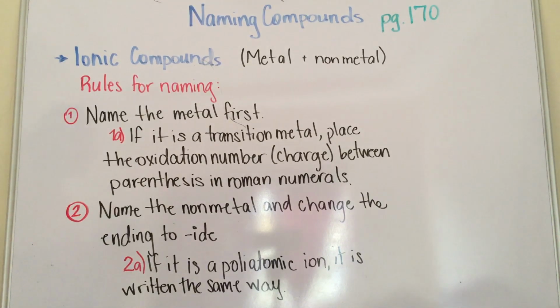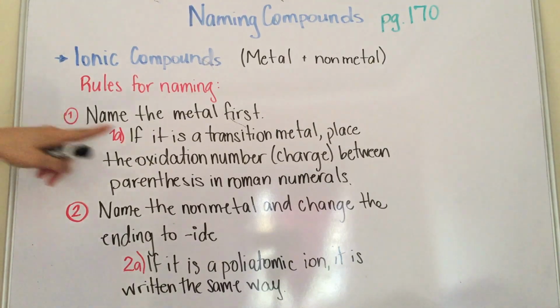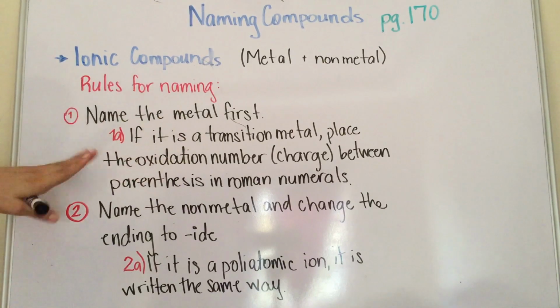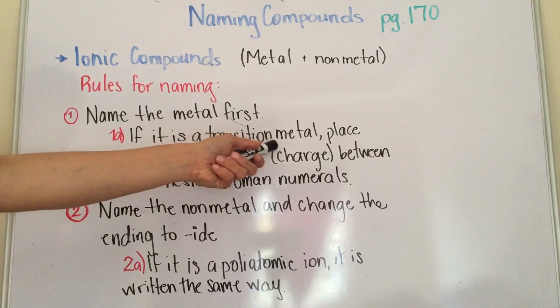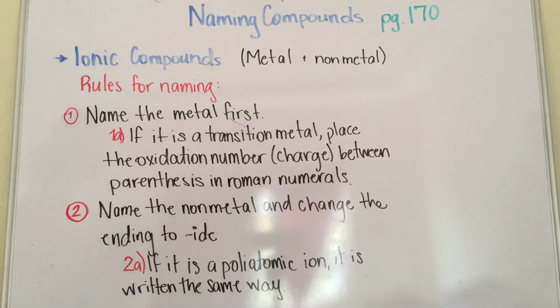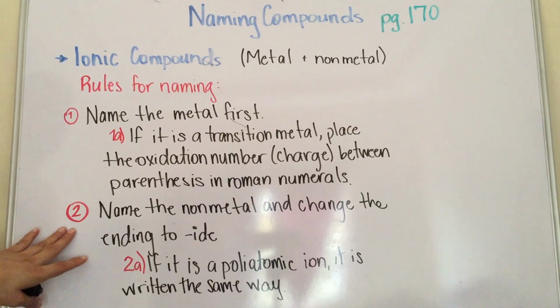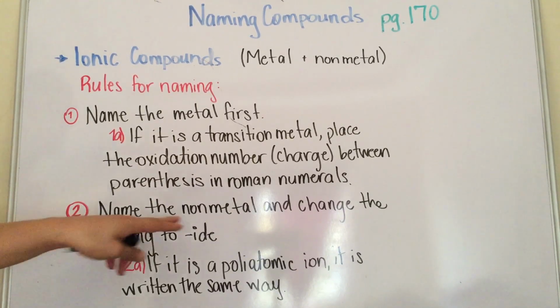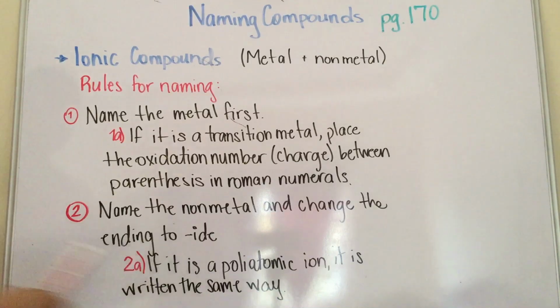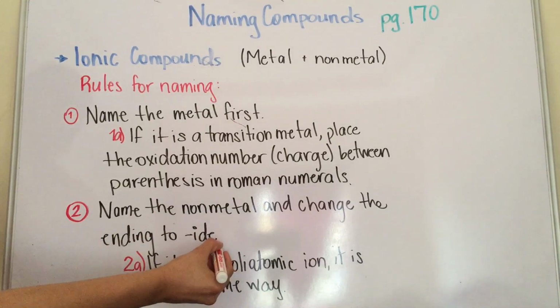Since in ionic compounds, we have a metal, the first thing we're going to do is name the metal. But if it is a transition metal, we need to place the charge between parentheses, and that number, we're going to put it in Roman numerals. I'm going to explain this right now, all right? After we name the metal, we name the non-metal, all right? Just in the non-metal, this is very important. We change the ending to "ide."